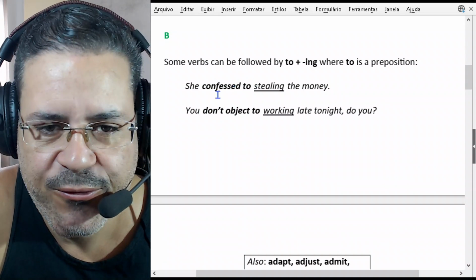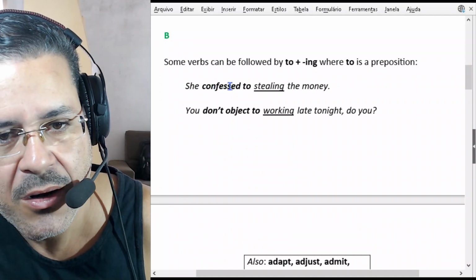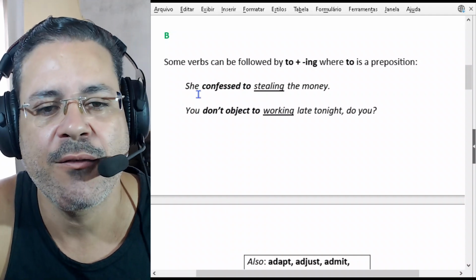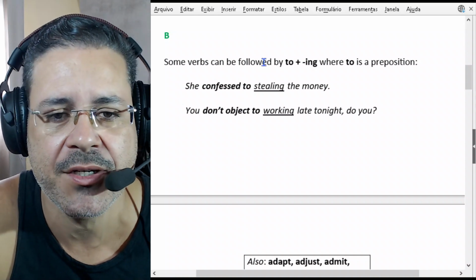The word confess is already enough to understand that it's in the past, so it's unnecessary to pronounce the final T. She confessed to stealing the money. This is all about connected speech.